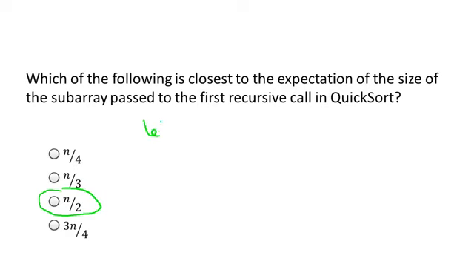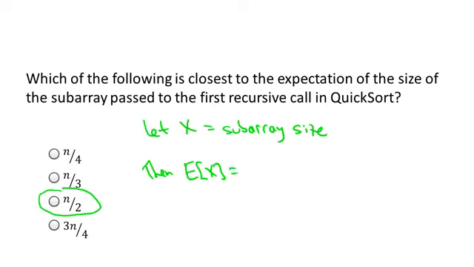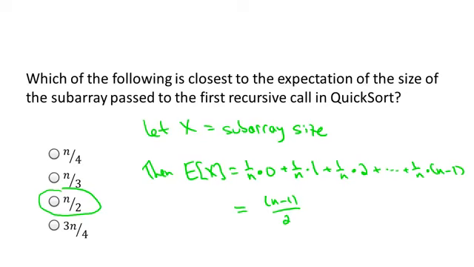So for this problem, I think it's perfectly fine just to compute this using the definition of expectation. So if we let x denote the random variable that we care about, the subarray size, then we can just compute directly by summing over all of the possible outcomes, all of the possible choices of the pivot. So with probability 1 over n, we choose the minimum as the pivot, resulting in 0 elements being passed to the first recursive call. With probability 1 over n, we pick the second smallest element, resulting in 1 element being passed to the first recursive call. With probability 1 over n, we pick the third smallest, giving us a subarray size of 2, and so on. And then with probability 1 over n, we pick the maximum element, giving us a subarray size of n-1. So if you just compute this sum out, you will get, as expected, n-1 over 2.